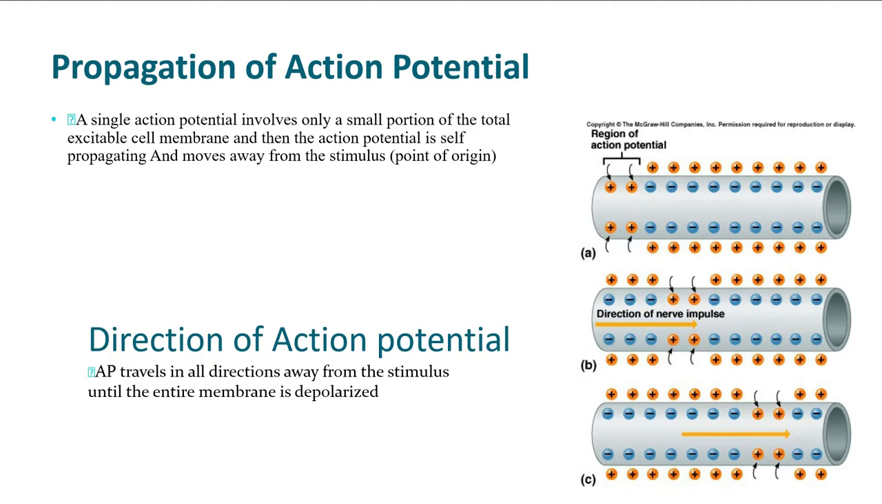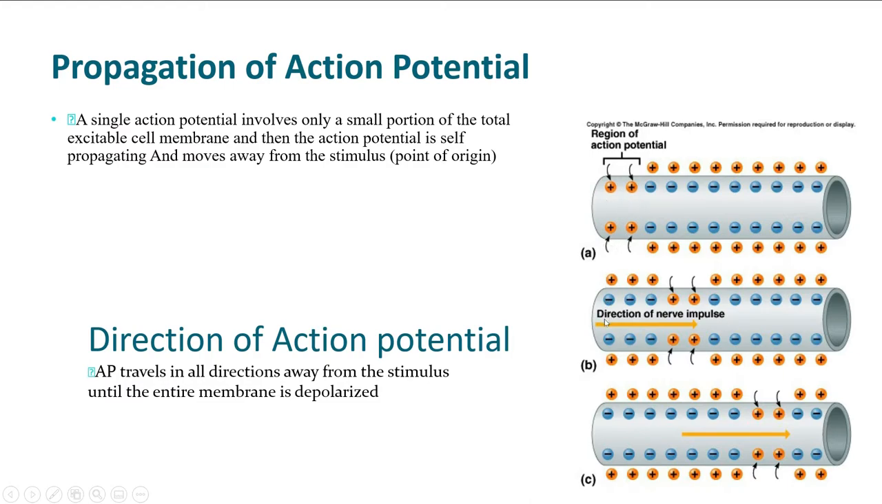So the first topic that we are going to cover today is the propagation of action potential. You have already studied the resting membrane potential and action potential, their generation, and the factors affecting the action potential. So you know, a single action potential involves only a small portion of the total excitable cell membrane. What does it mean? It means that if the axon is very long, only a small portion, if you stimulate it, an action potential is generated.